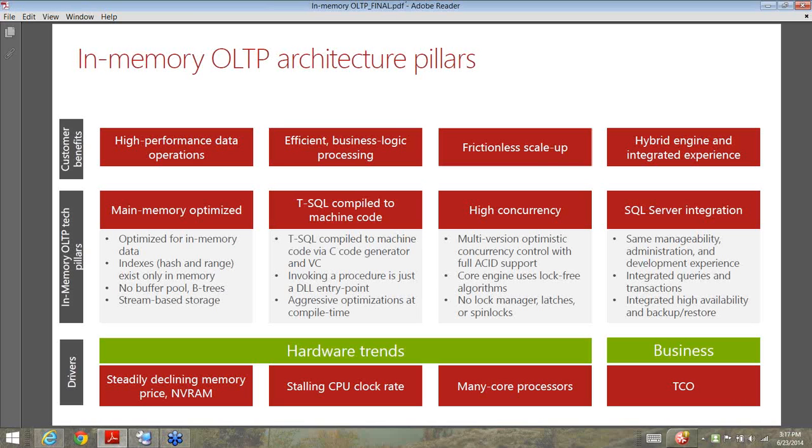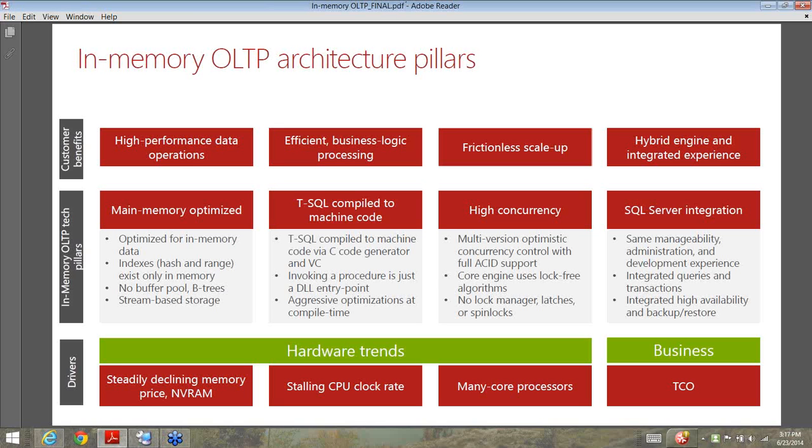Now, as I said, there are no lock managers, no heavy locks, no heavy latches. I'm not saying that there are no locks at all. Locks are there, but we do not have any heavy locking when we are talking about in-memory OLTP. We'll see that in action in the demo.